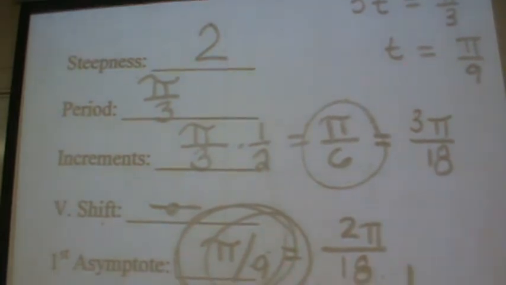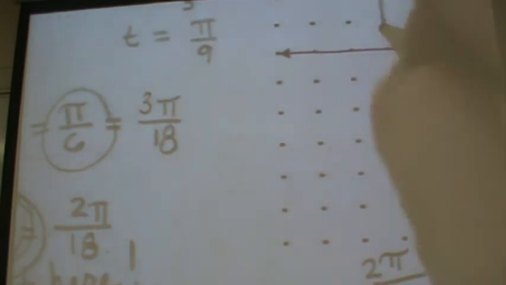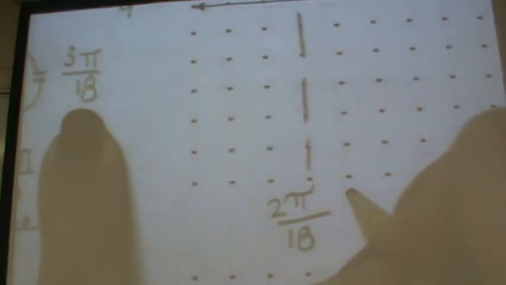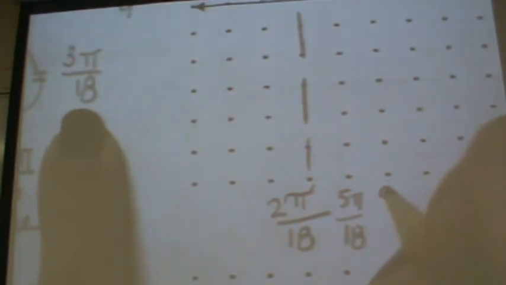So, where are we starting? 2 pi over 18. That's our first asymptote. And we're going to count by 3 pi, so what's our next? 5 pi over 18, then what? 8 pi over 18, and at 8 pi over 18, what are you going to have? A broken line, dotted. Then what? 11 pi over 18. And then 14 pi over 18. And then 17 pi over 18. Now, there's our asymptotes.